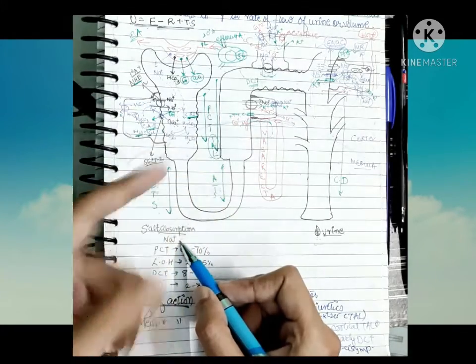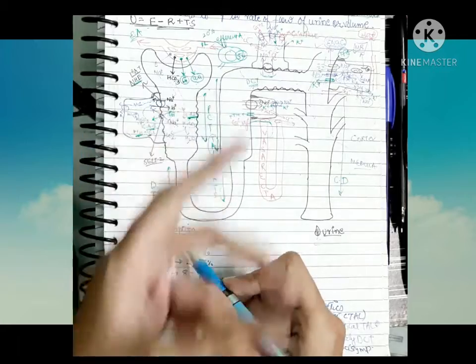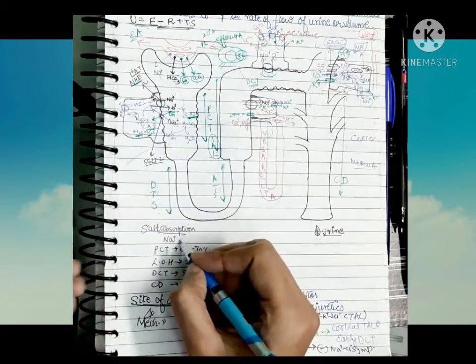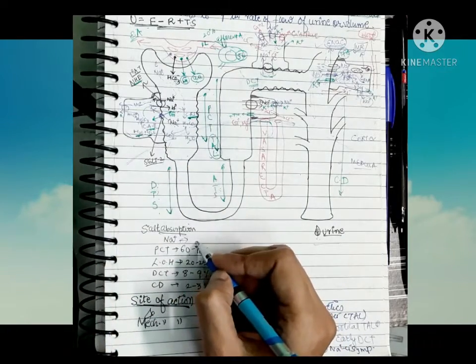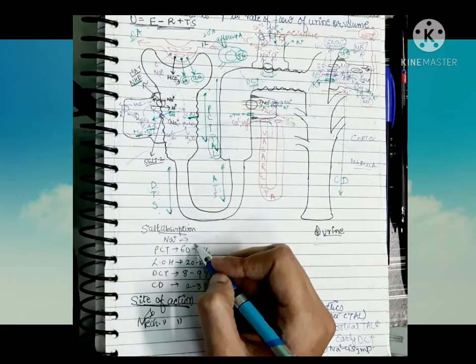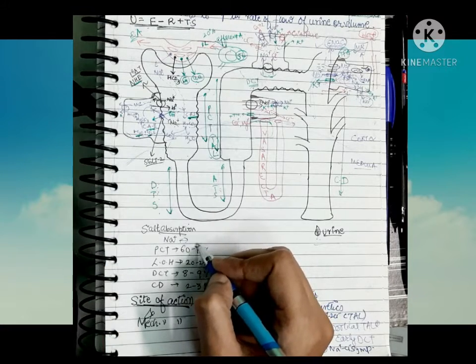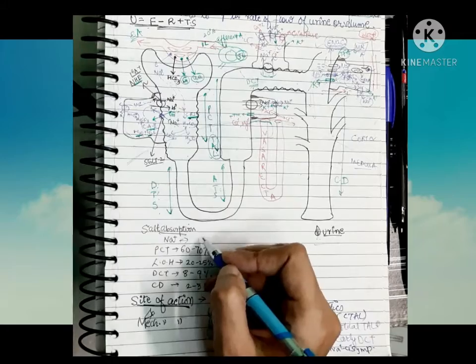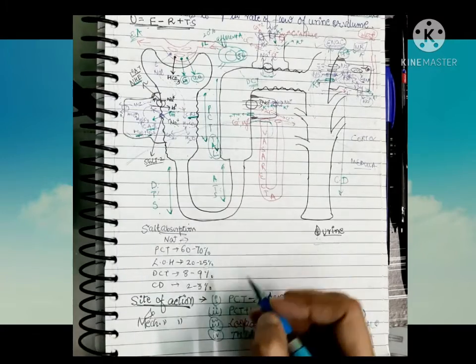because the main or prime action of the diuretic drug is to maintain the BP. So for the maintenance of the BP, the most important ion required is sodium. Therefore we are talking about the sodium ion more.